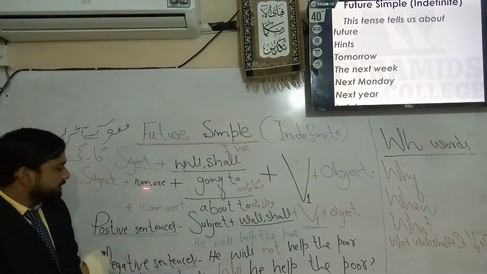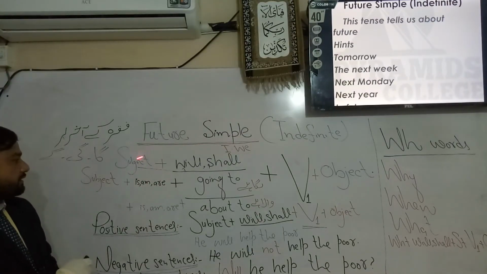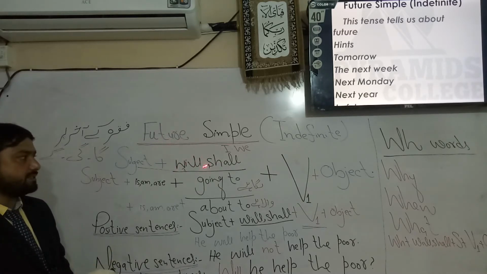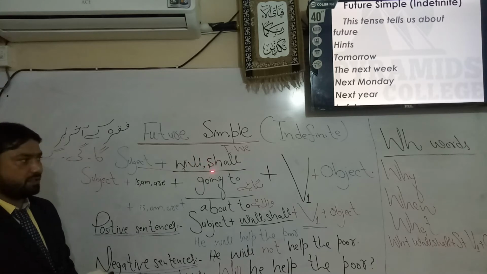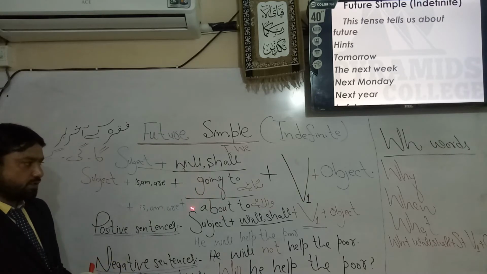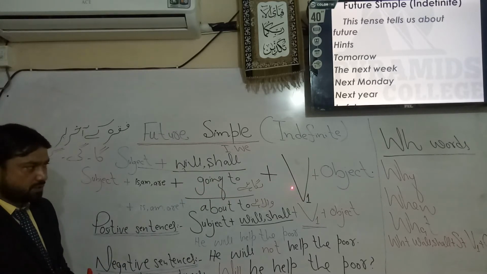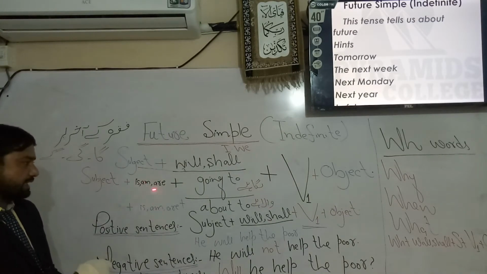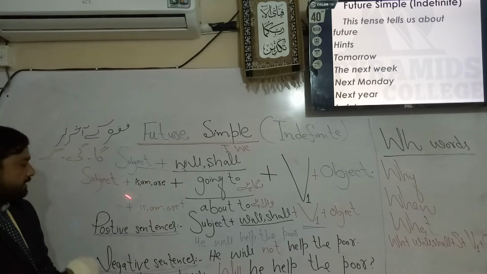Again, let me tell you the difference here. After the subject, will or shall, whenever you are going to make future tense using will or shall, will or shall will convey the message of future. You are going to put V1. Whenever you are going to use going to and about to, again you are going to put V1, but here is the difference: you have to use is, am, are according to your subject.